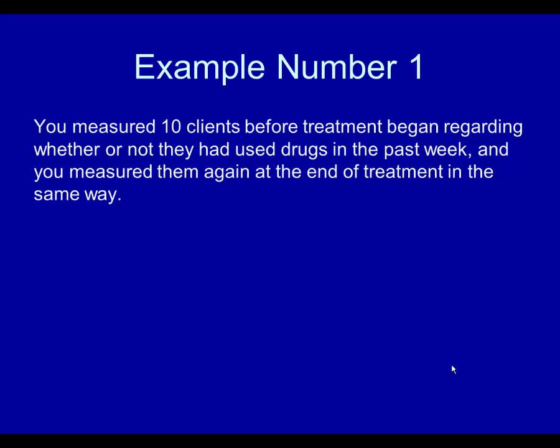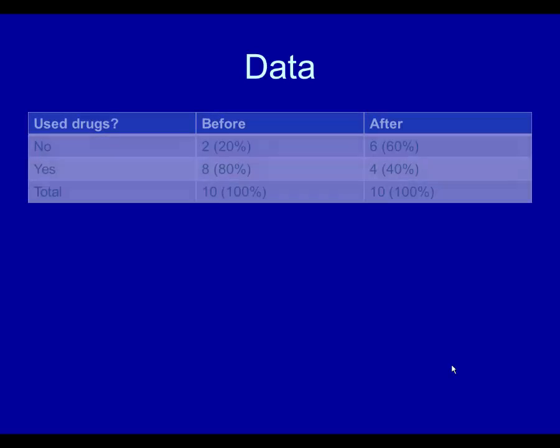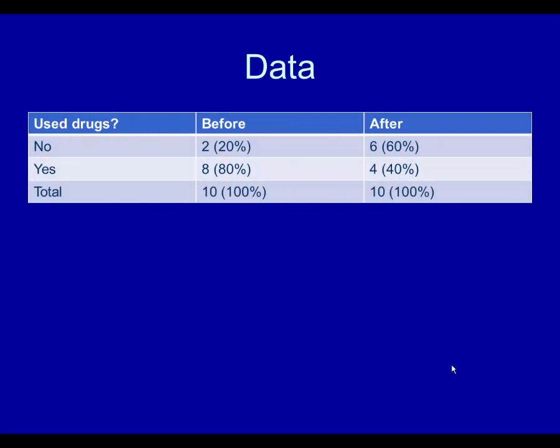Example number 1, you measured 10 clients before treatment began regarding whether or not they had used drugs in the past week, and you measured them again at the end of treatment in the same way. This may be what your data would look like. Before treatment, 2 people did not use drugs, but 8 people did.